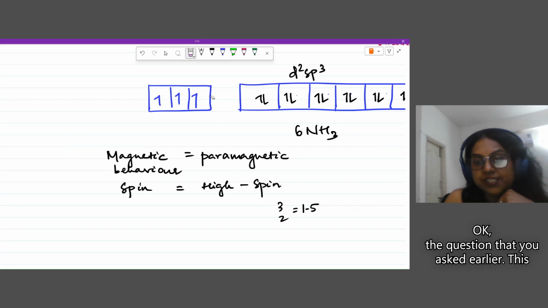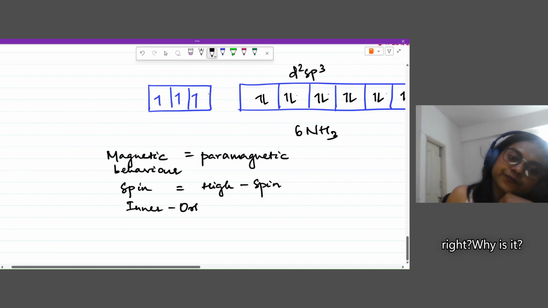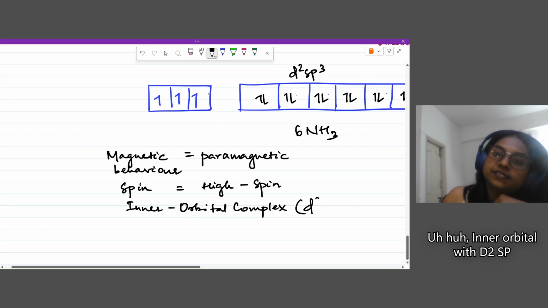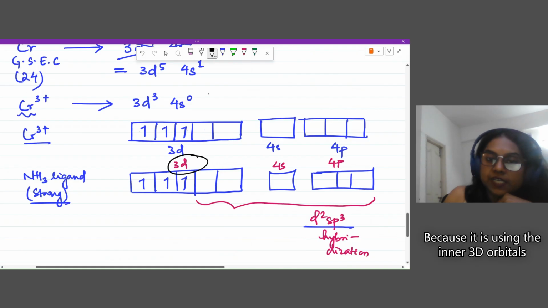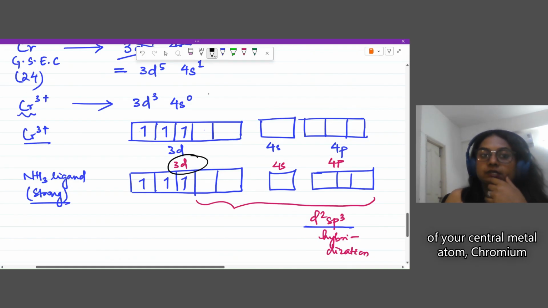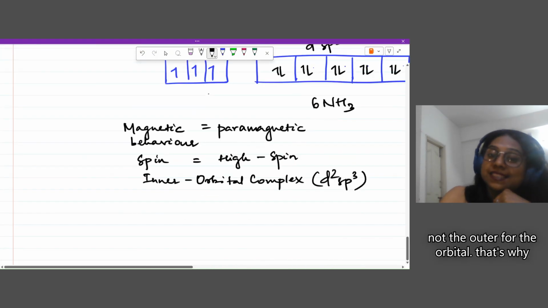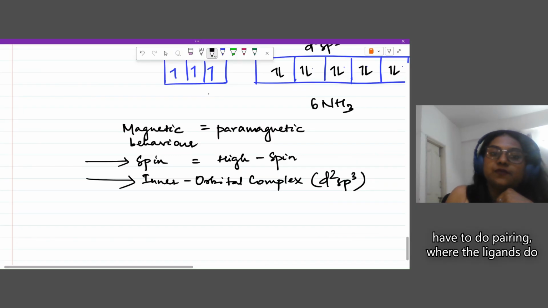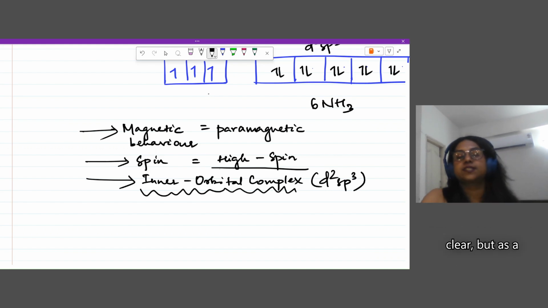But here, the question that you asked earlier, this is a case of inner orbital complex, right? Why is it inner orbital and high spin with d2sp3 hybridization? Why inner orbital? Because it's using the inner 3d orbitals of your central metal atom, chromium here in this case, and not the outer 4d orbital. That's why in cases like this, where the ligands do not have to do pairing, you would find its spin to be high, but the complex to be of inner orbital nature. I hope this is clear.